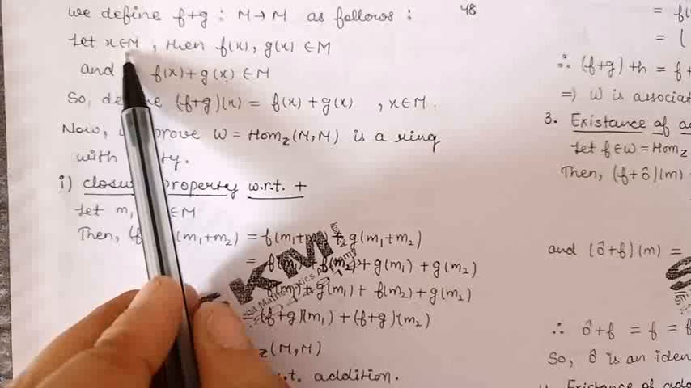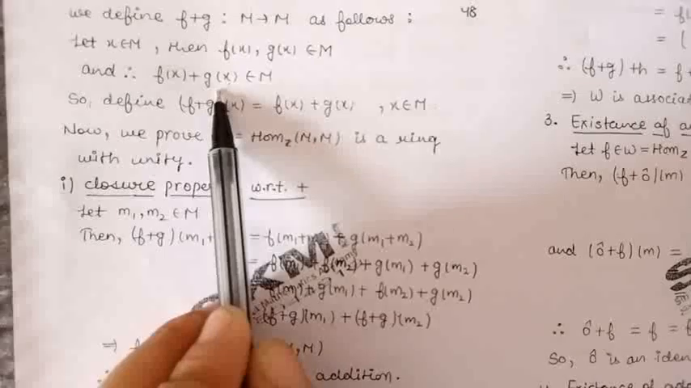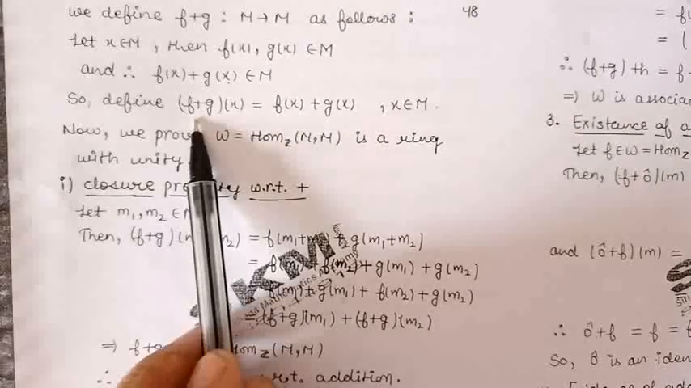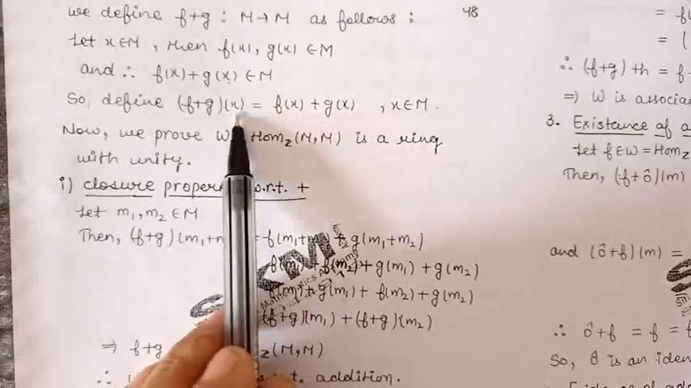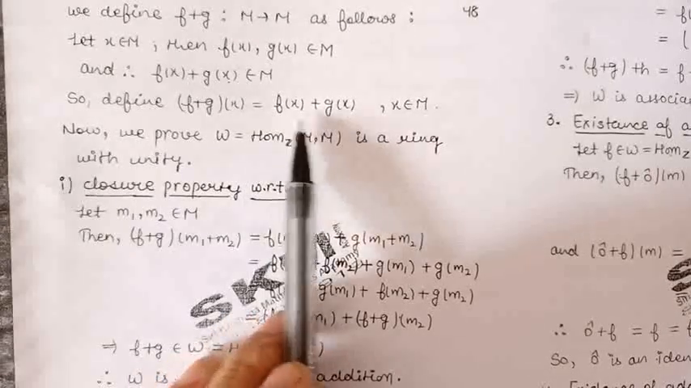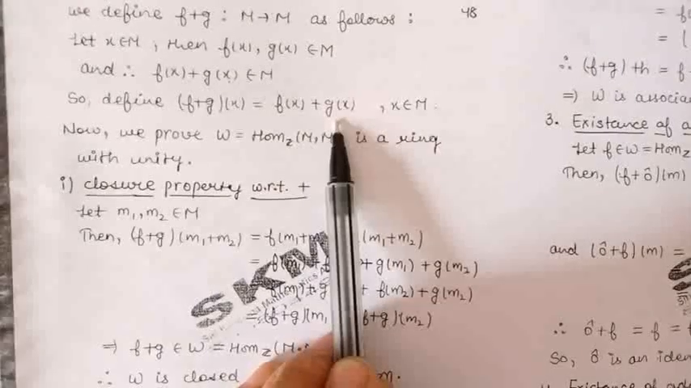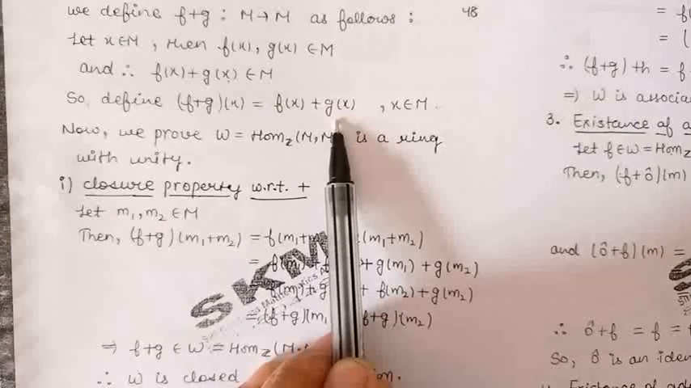Now because f is a mapping from M into M, the image of x under f will be an element of M, and also the image of x under g also belongs to M, and M is an additive abelian group. So f of x plus g of x belongs to M. So we can define the mapping f plus g as the image of x under f plus g is equal to f of x plus g of x. Here x belongs to M. In this way, we have defined the addition of two elements f and g belonging to W.